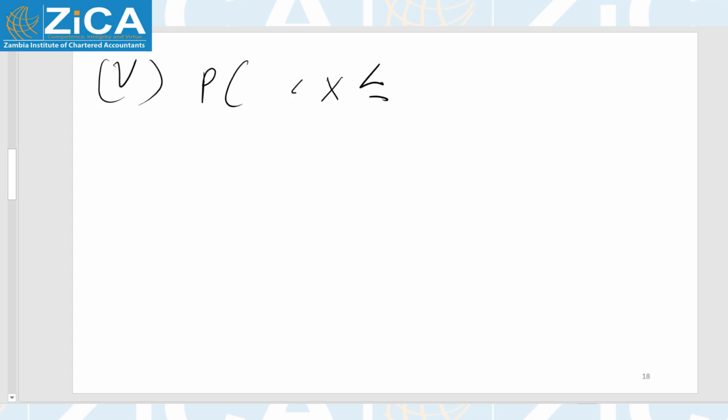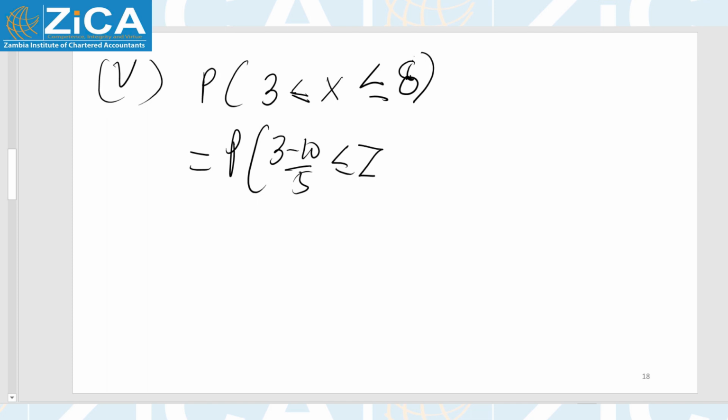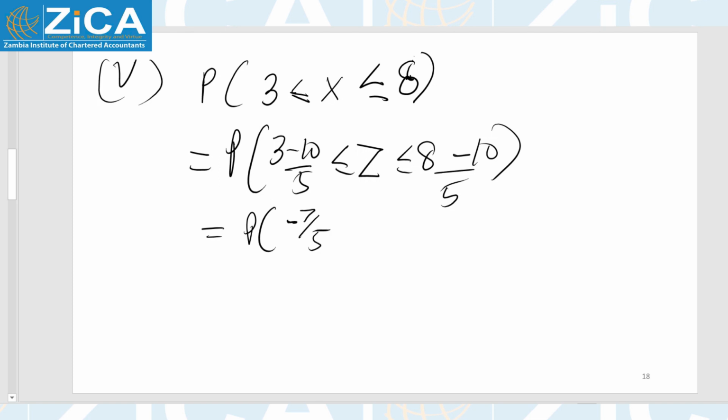Part 5 of this question, you are looking for the probability of x greater than or equal to 3 and less than or equal to 8. This is the 3, and this is the 8. Standardize the 3. You have got 3 minus 10 over 5. The value of x has changed to z, since we are standardizing. This is 8 minus 10 over 5. And this will give us the probability of minus 7 over 5 less than or equal to z, less than or equal to minus 2 over 5.